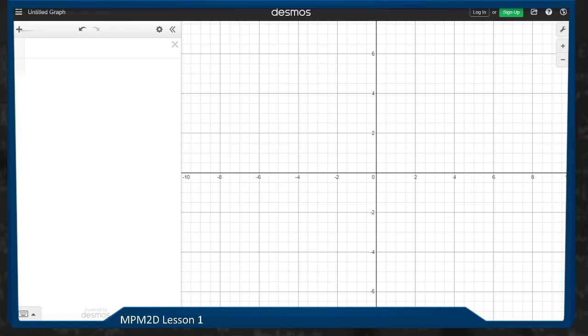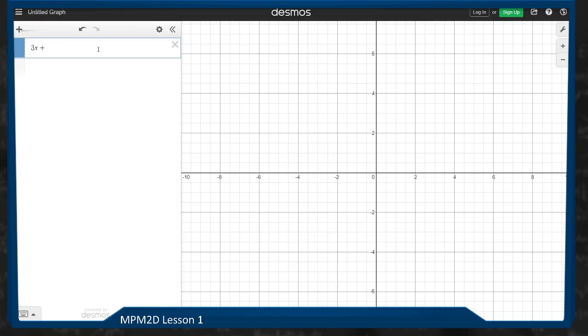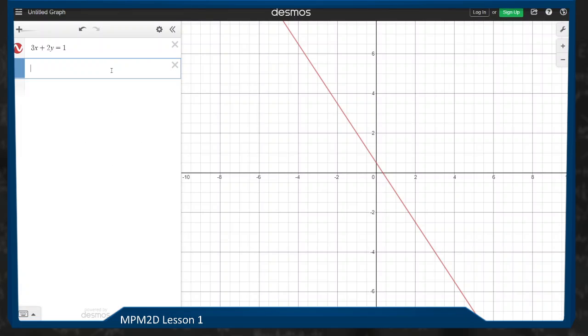So let's put in an equation. The equation was 3x plus 2y equals 1. So there's one equation. As you can see, this is a line. It goes through a half, and there's a slope of negative 3 over 2. And the other equation was x minus 4y equals negative 9. And you can see this will make these two lines.